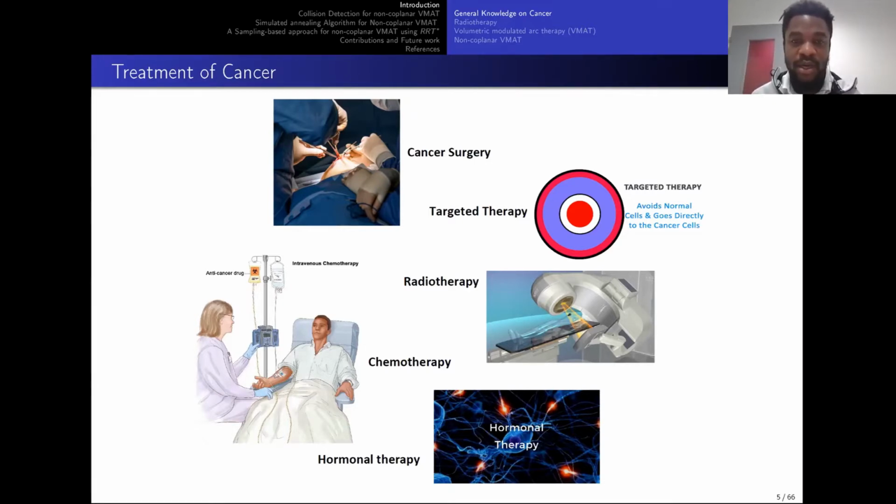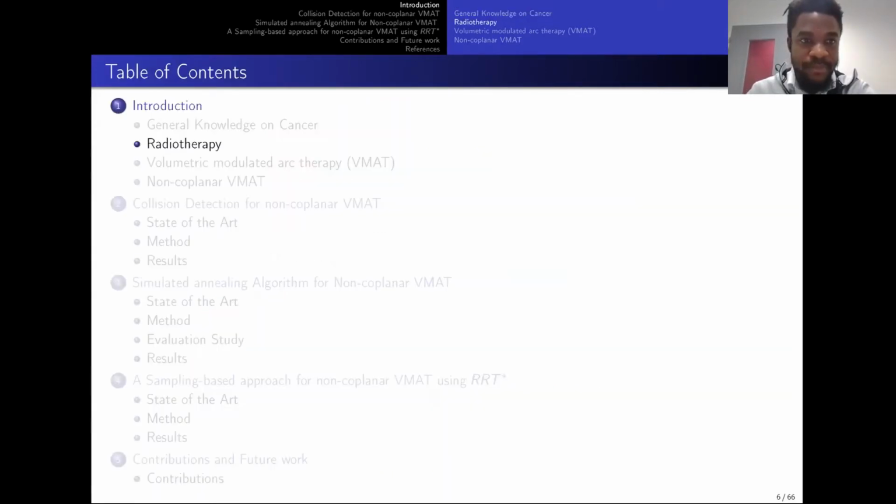There's also chemotherapy, a technique that can be used by injecting anti-cancer drugs into the patient. And there's also hormonal therapy that tries to stimulate the hormones in the patient. These hormones can help to kill the cancer cells or to slow down their growth. Generally, we focus on radiotherapy because it is usually one of the most prescribed treatment modalities for cancer. A large majority of cancer treatments use radiotherapy, maybe in conjunction with another of these techniques.